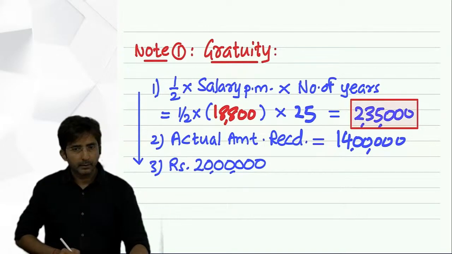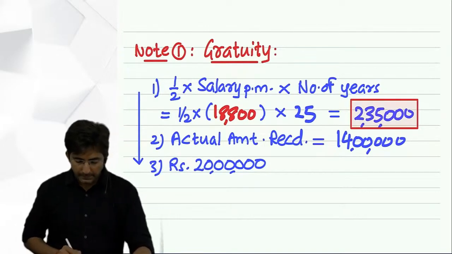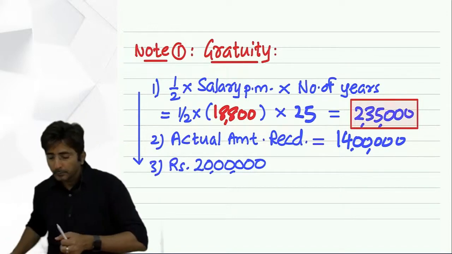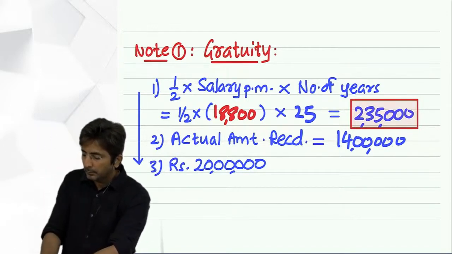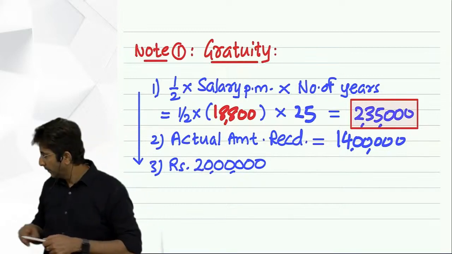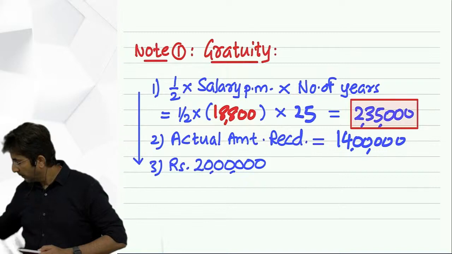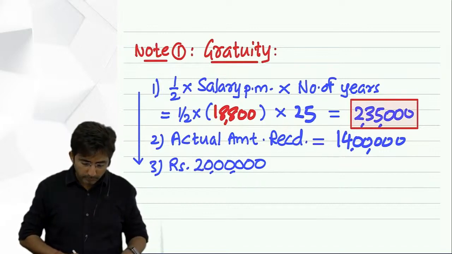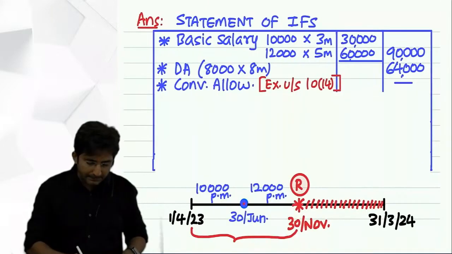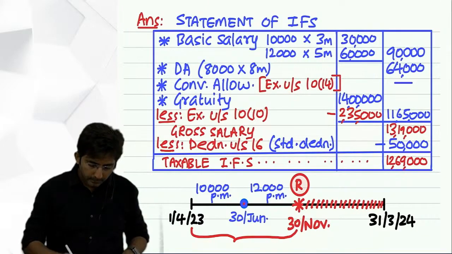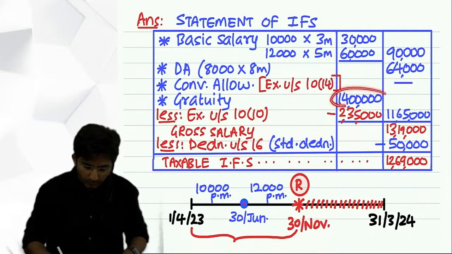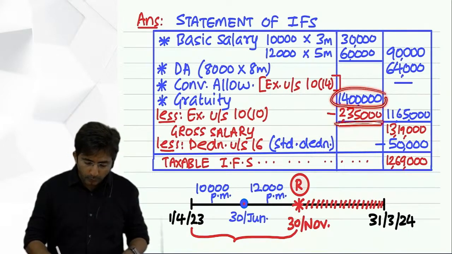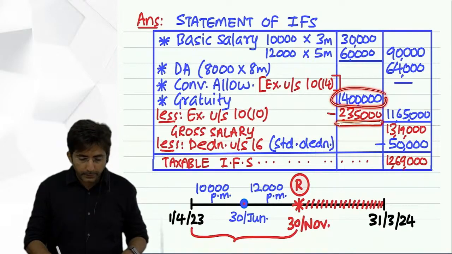Then the amounts are ready. 2,35,000, 14 lakhs and 20 lakhs, whichever is lower. So what is less? 2,35,000. Now what to do? This you minus as the exemption. See, gratuity we had already written 14 lakhs in the inner column. And this 2,35,000 we got to know from the working note.